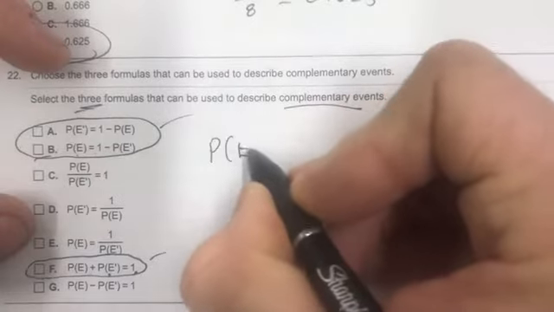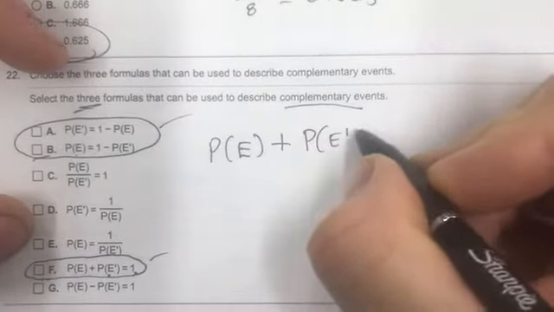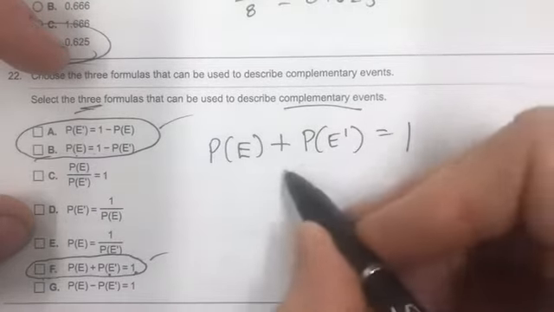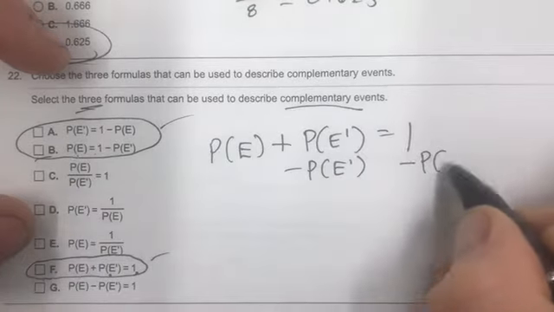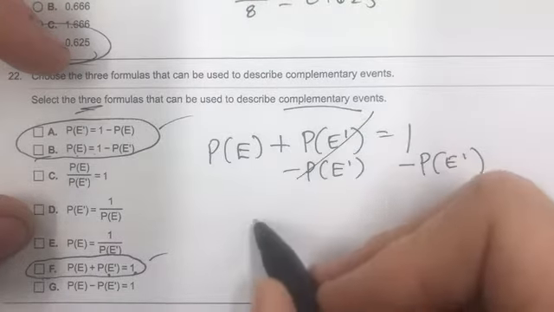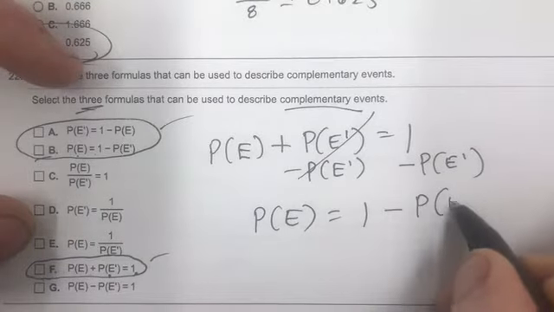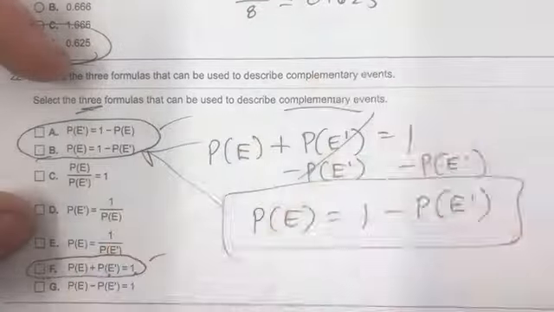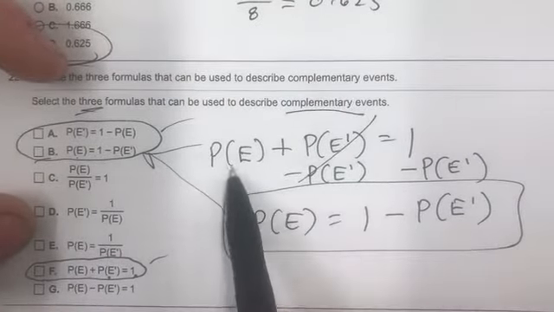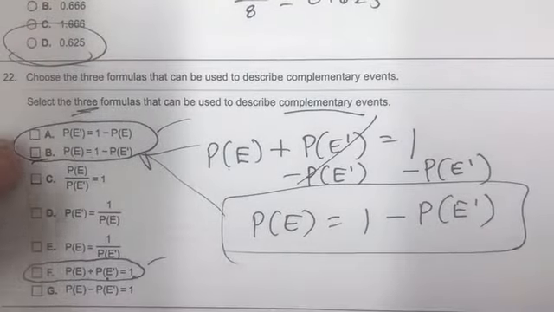What I could have done, I could subtract this on both sides, see? It makes this go away, and the probability of the event is 1 minus the probability of the complement of the event. Which gives me this one. And I could have subtracted this one instead of that one, and I would have had these just reversed, which would be A. So there's my 3 answers.